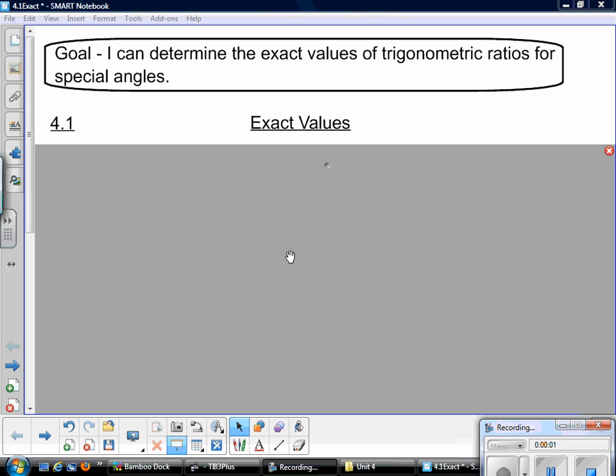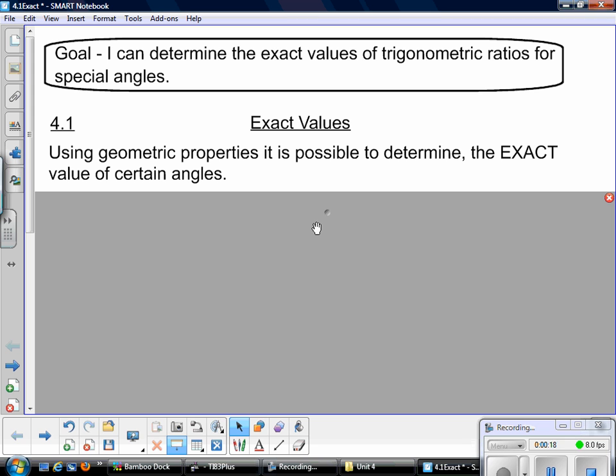All right, so this is the first new concept in this unit. And our goal is: I can determine the exact values of trigonometric ratios for special angles. So we're talking about exact values in 4.1. And what we mean by that is using geometric properties, it's possible to determine the exact value of certain angles.